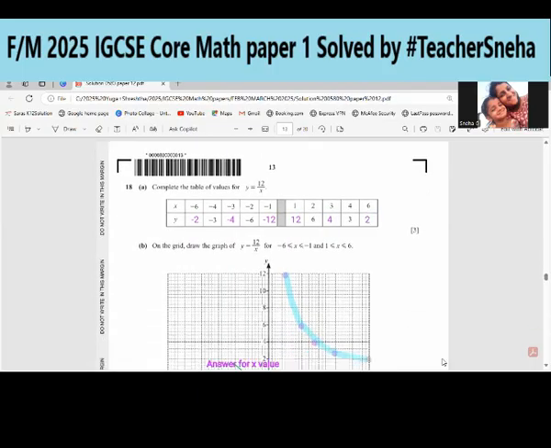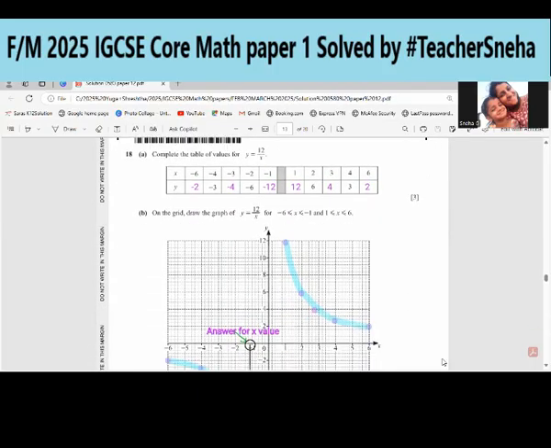Moving ahead to question number 18. Complete the table of values. y = 12 upon x. Here I have completed the table for y values. So 12 divided by minus 6, you get minus 2. 12 divided by minus 3, you get minus 4. 12 divided by minus 1, you get minus 12. And then 12 divided by 1 is 12. 12 divided by 3 is 4. 12 divided by 6 is 2.